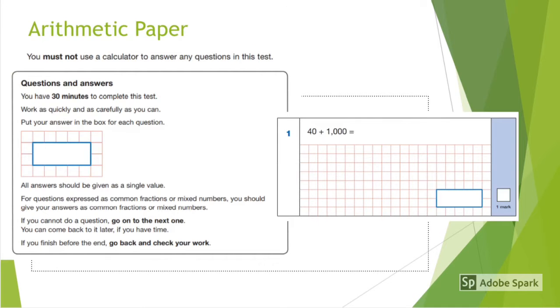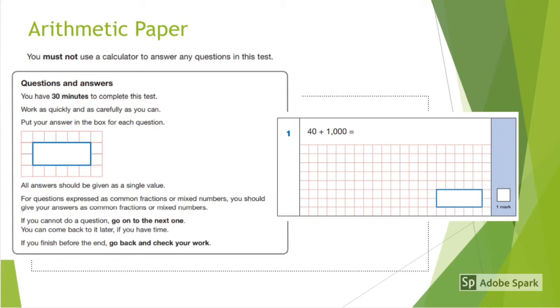I'm going to jump to the end of the year and talk about SATs because that's where we're heading to in Year 6. In maths, the children sit 3 papers, an arithmetic paper and 2 reasoning papers. The arithmetic paper basically does what it says on the tin. The children have 30 minutes to complete the test and it's worth 40 marks.